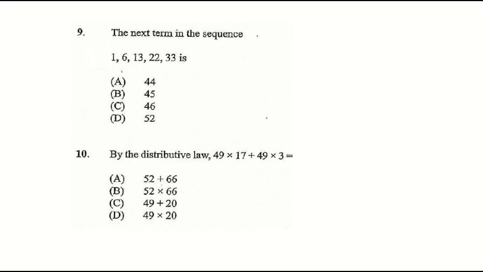Yeah? Let's look at this one. Although it's looking a little bit different, we know that this would have been 33 plus 13, which is 46. Distributive law, this would have been 49 by 17 plus 3, which is 49. Why am I saying plus? It's not plus. 49 multiplied by 20. Right? One second. D.